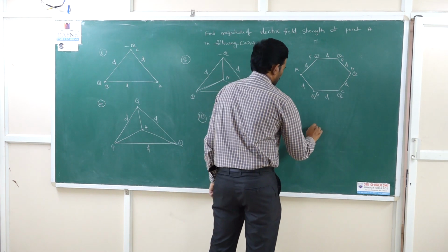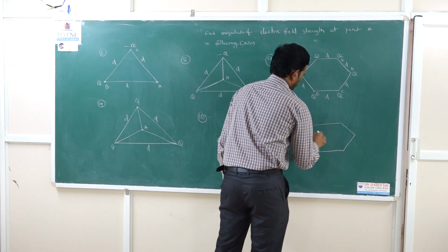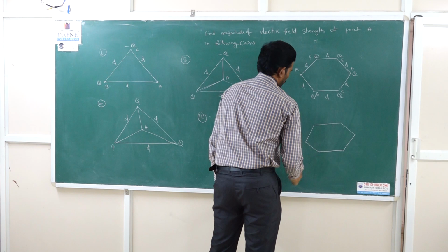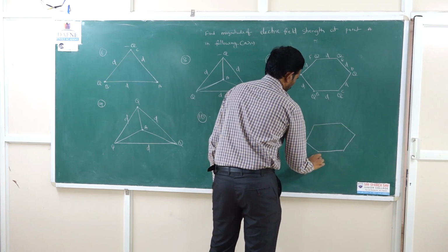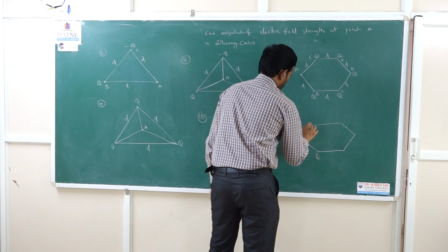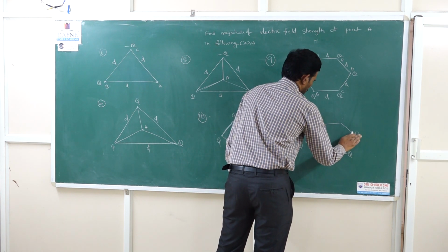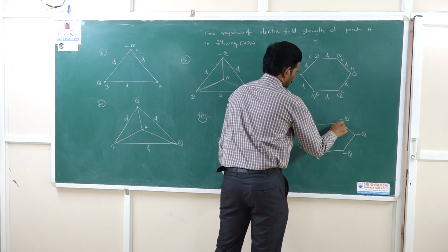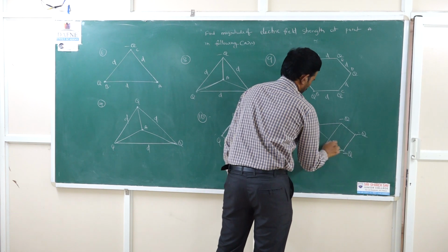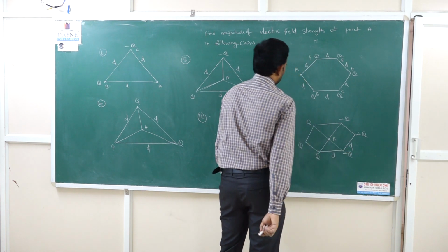And the next one I am taking in this, so here for example the charges are like this: Q, Q, and this is also Q. Now it is minus Q, and this is also minus Q. Now we need to find the field at the center, and this is also a regular hexagon of side d.